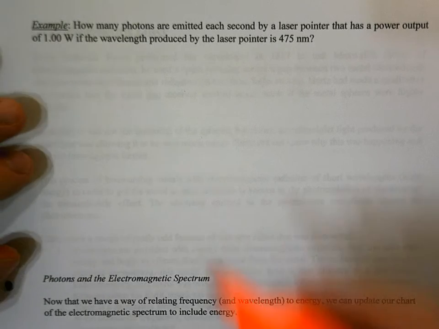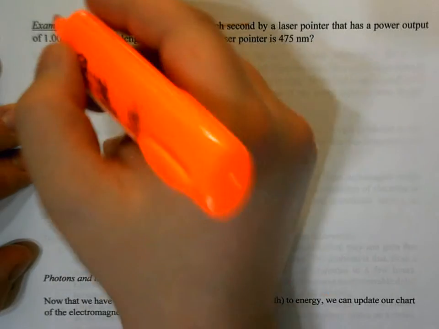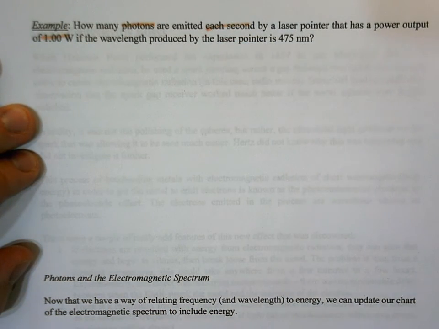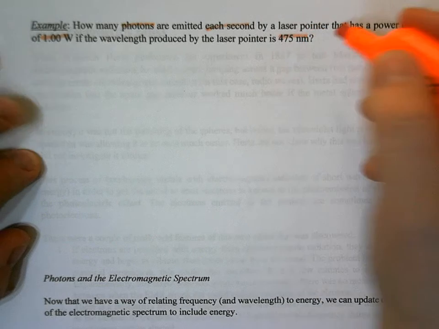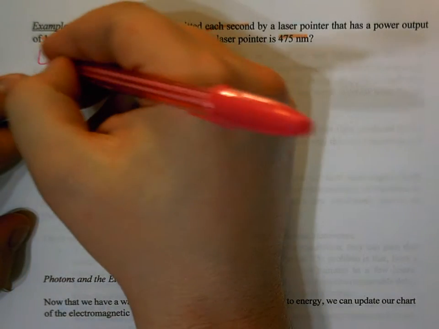So we're looking at how many photons are emitted each second by a laser pointer that happens to have a power input of 1 watt. And the wavelength produced by the laser pointer is 475 nanometers. Now the first thing we can do with that 475 nanometers, if we know that's the wavelength of the photon, we can find the energy for each photon.